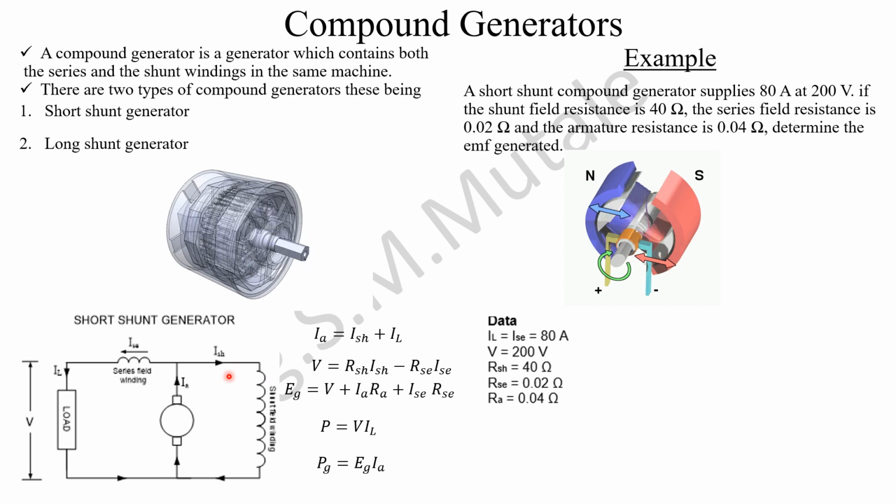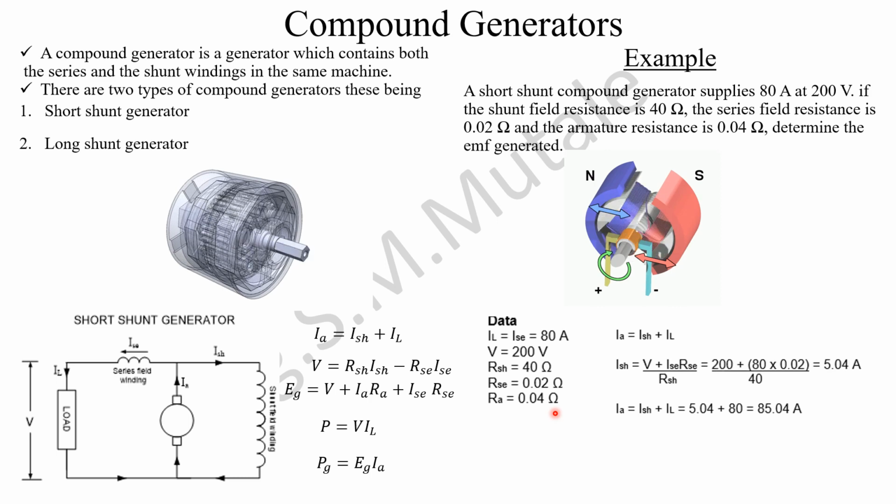We know from this one, the load current and the series current are the same, which is basically 80 amps from the question. Terminal voltage is 200 volts. Shunt resistor is 40 ohms, series resistor is 0.02, armature resistance is 0.04 ohms. So from this one, we can easily calculate the generated EMF.